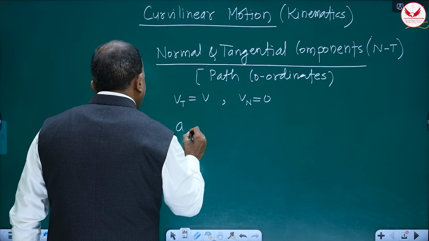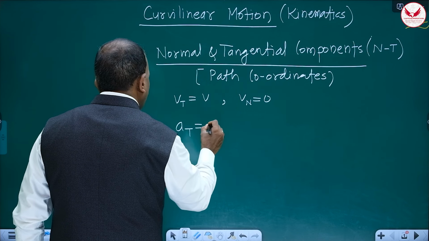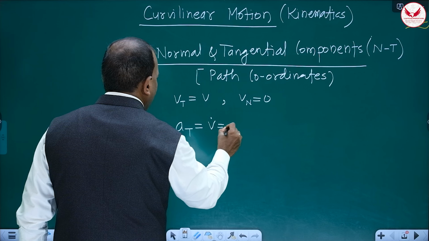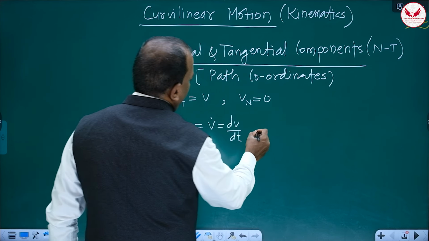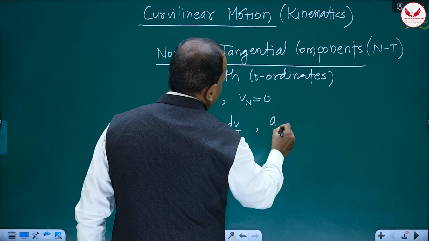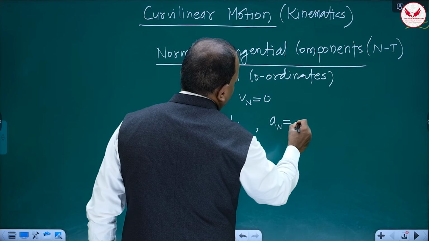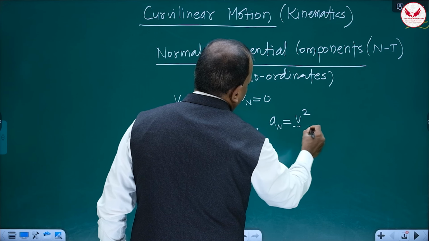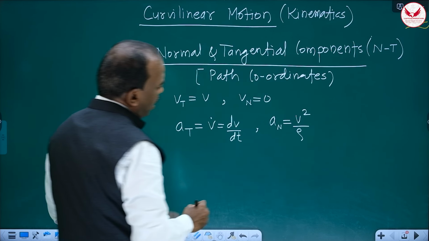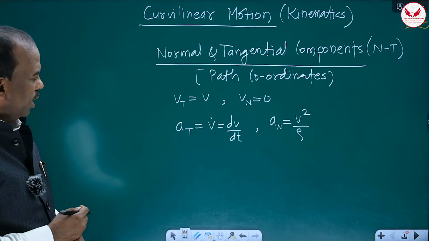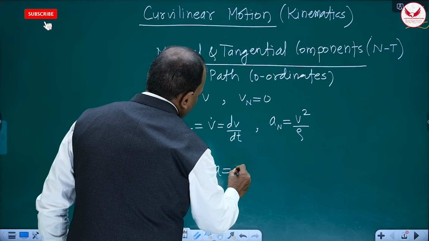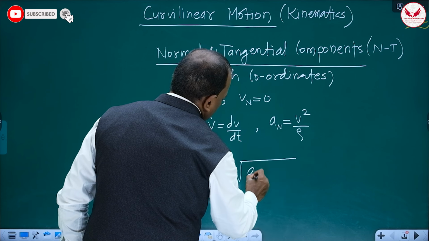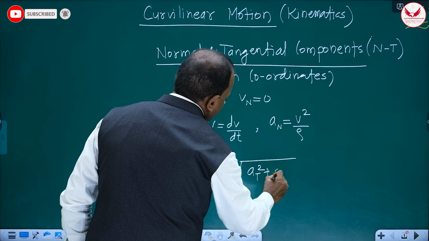The tangential component of acceleration is V dot, or you can write it as dV by dt. It is the same. And the normal component of acceleration, an, is V square by the radius of curvature, rho or r. Anything you can use. And the total acceleration will be what? A is equal to under root at square plus an square.